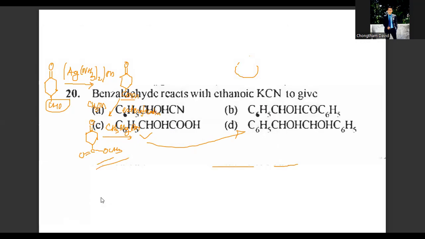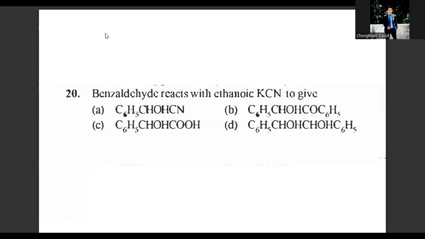See question number 20. Benzaldehyde reacts with ethanolic potassium cyanide to give... So you need to write the reaction. Benzaldehyde. Question number 20.